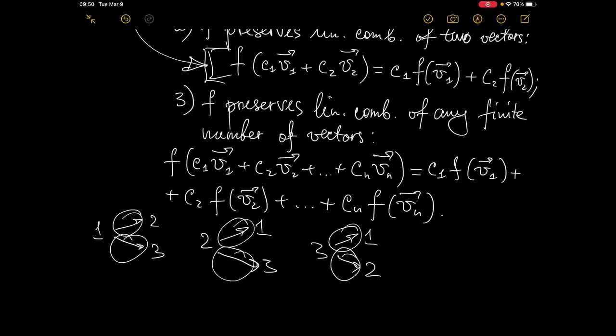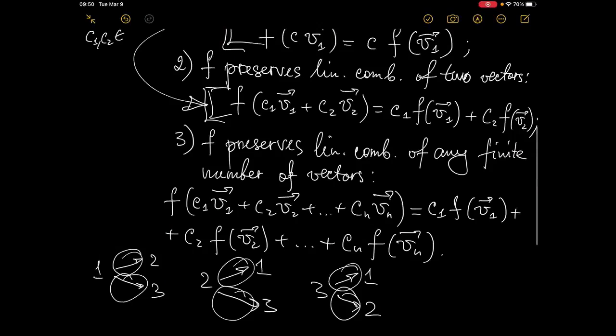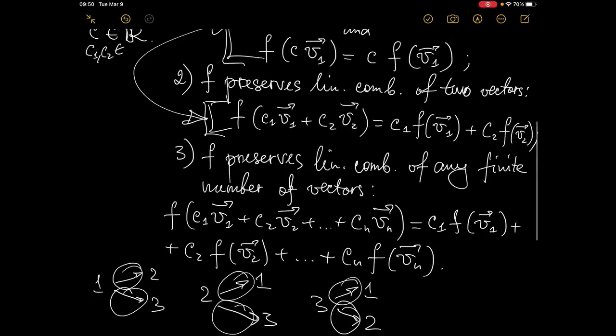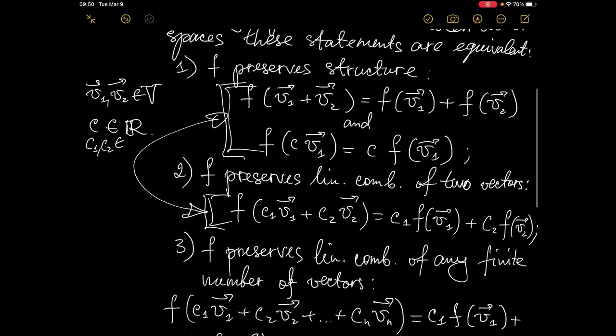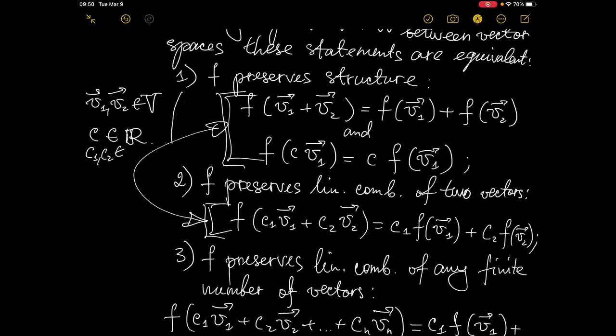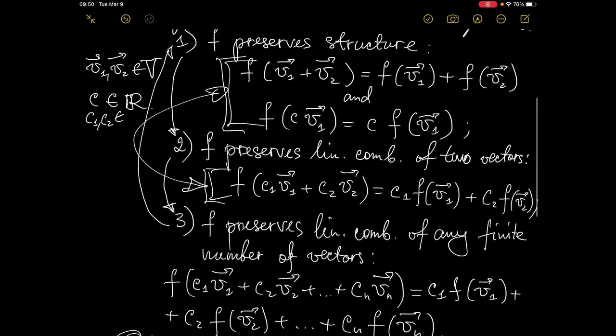The smarter way to do this is to show that, for example, from 1 follows 2, from 2 follows 3, and from 3 follows 1, or in whatever other way. So, for example, it's easy to show that from 3 follows 2, from 2 follows 1, and then all we need is to show that from 1 follows 3. Is it clear or not?